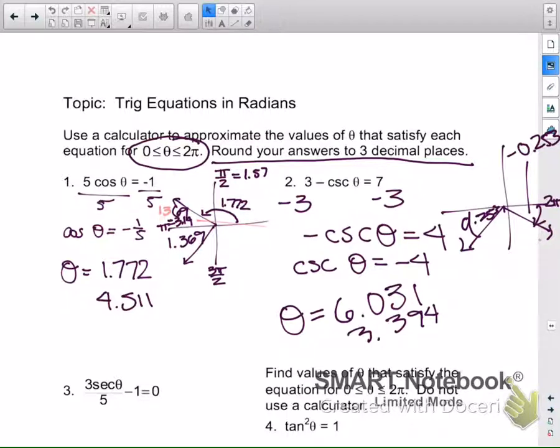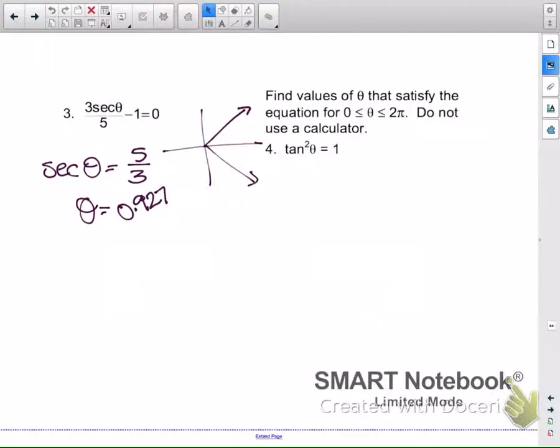We're going to do 4 after that, and just a couple more, and we will be done for the day. First answer being 0.927. That is also your reference angle. So you are going to use that to find your second answer. What am I going to type in my calculator to find my second answer? 2 pi minus my answer, right? So 2 pi minus answer gives me 5.356.